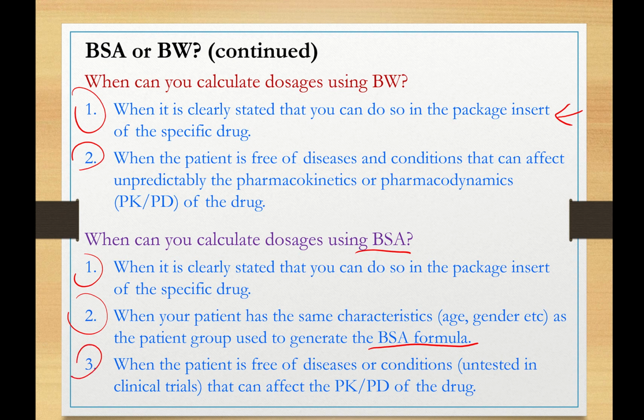And of course, when the patient is free of diseases or conditions untested in clinical trials that can affect the PK/PD of the drug. So essentially, what we are saying there is BSA carries no advantage over body weight, and you can go ahead and use BSA when it is stated to do so in the package insert of the specific drug. So this is the truth, okay?